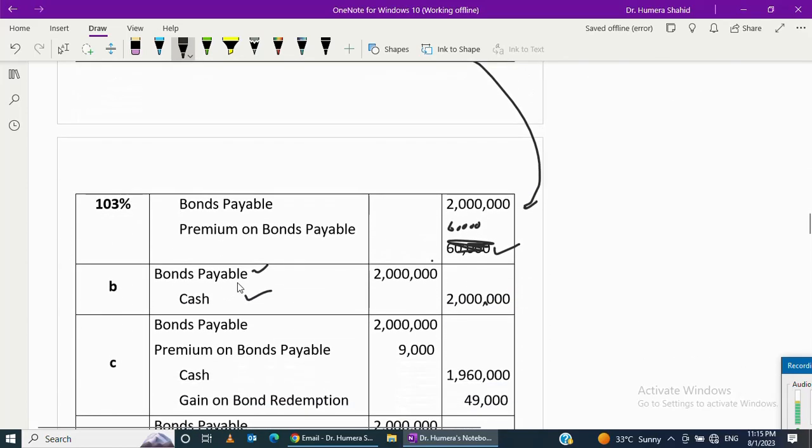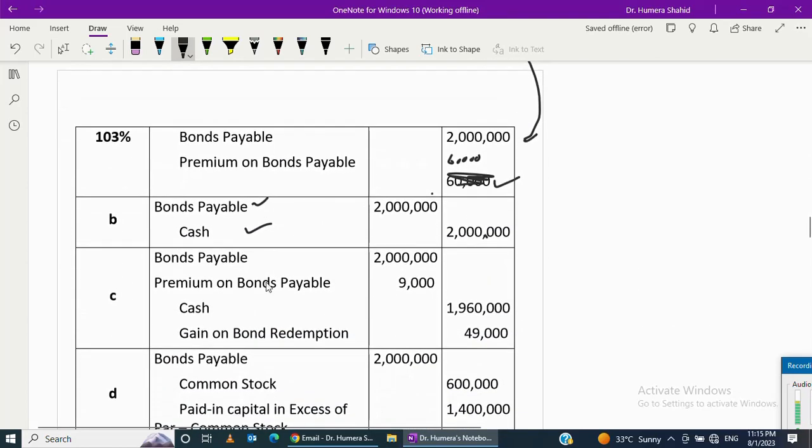So let's quickly solve this. Your bonds will be removed. When you are removing the bonds, the face value of the bonds were 2 million. We have to remove the premium or the discount as well. The normal balance of premium is credit. When you are removing it, you will be debiting the premium. And they told us the balance. They said 9,000 is there. So let's remove the balance.